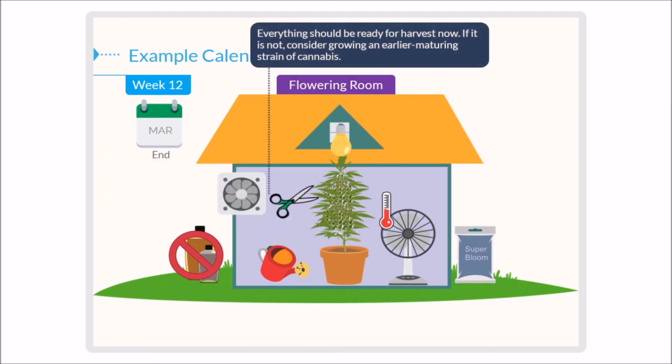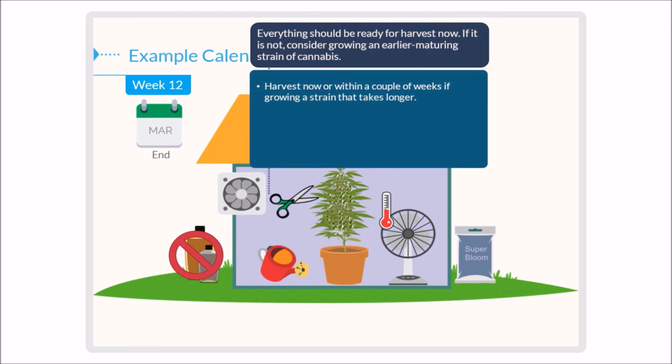Everything should be ready to harvest now. If it is not, consider growing an earlier maturing strain of cannabis. Harvest now or within a couple of weeks if growing a strain that takes longer. If your strain is one that takes longer to grow, you may need to add more fertilizer and disregard the water flush until a later point in time.